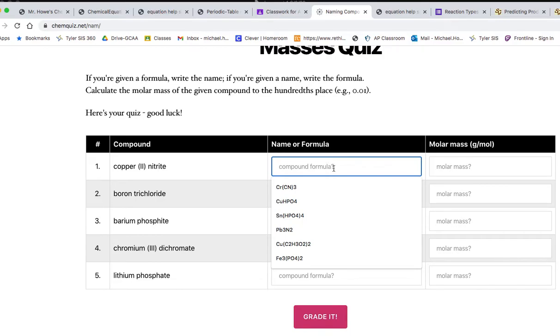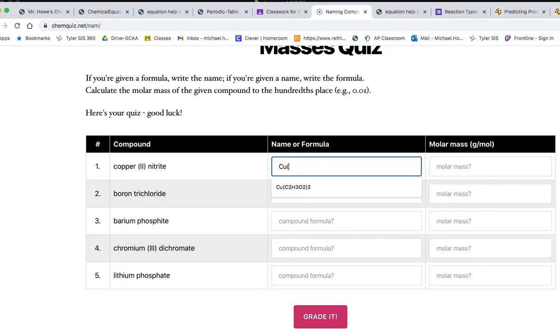Okay, so copper 2 nitrate would be Cu, or it says nitrite. Now copper has a +2 charge. So if it has a +2 charge, and nitrite is a -1 charge, would it make sense to say we're going to have 2 of the nitrites?